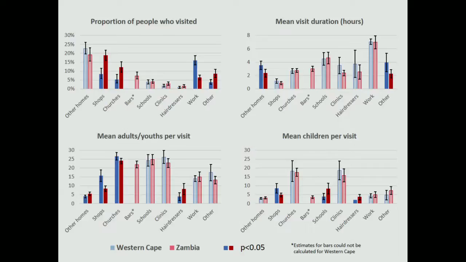The blue bars are for Western Cape and the red bars are for Zambia, and the darker shade indicates there was a significant difference between the two countries. So you can see from the graphs that overall patterns of contact were quite similar between the two settings.